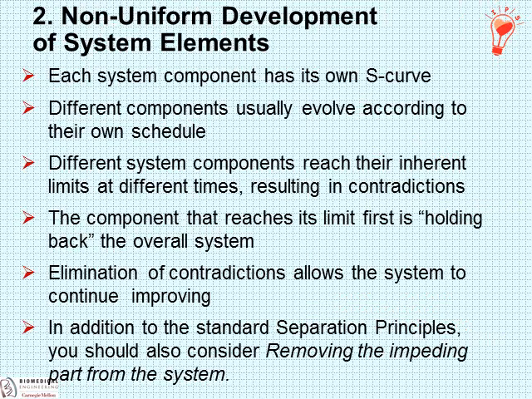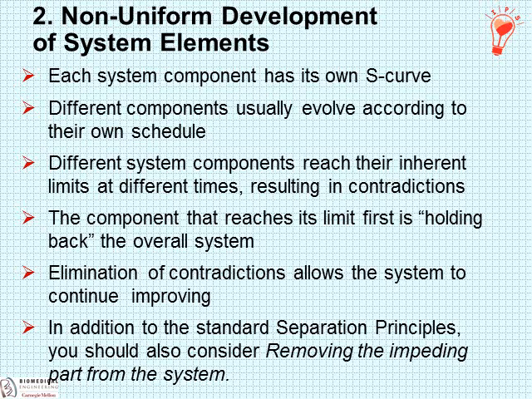Moving on to the second line of product evolution, the non-uniform development of system elements. It states that each system has multiple components, and that each component has its own S-curve, and they don't always develop at the same rate. So different system components may reach their inherent limits at different times, and that results in contradictions. It also results in a mature component limiting or holding back the overall system. So if you can eliminate the contradictions, that allows the system to continue improving.